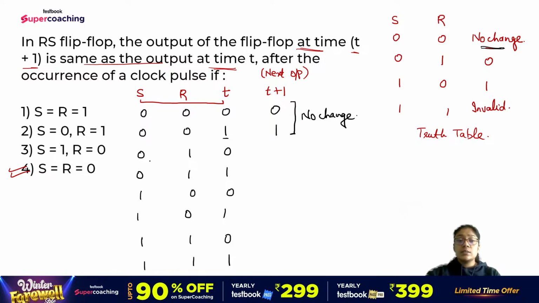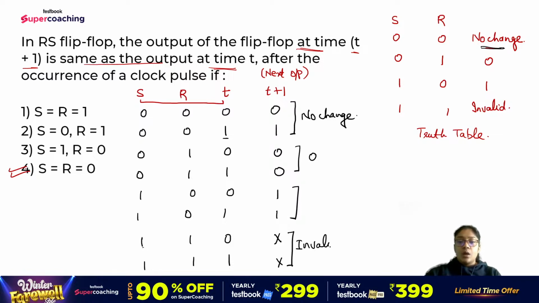If S and R are 0 and 1, then it is going to return 0. Doesn't matter what is the previous output. So this is returning output 0. If it is 1 0, then it is returning the output as 1. And if it is 1 and 1, doesn't matter what was the previous output, this is the invalid case.